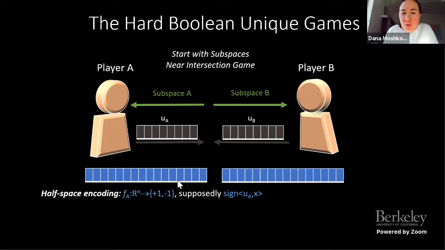The idea of encoding answers with half spaces was the major idea in the paper with Subhash on how to prove hardness of unique games. Instead of using the long code or other codes that are used here, just encode a vector with the half space that the vector defines. Again, this is over R^n, we do everything up to precision. Why is this good? Because we can do various tests.